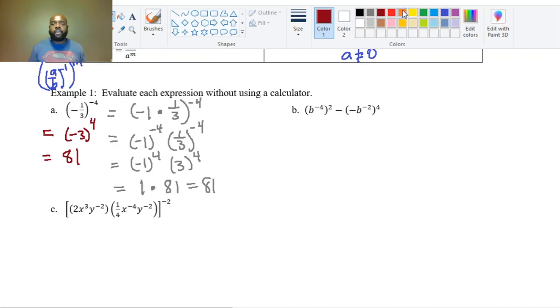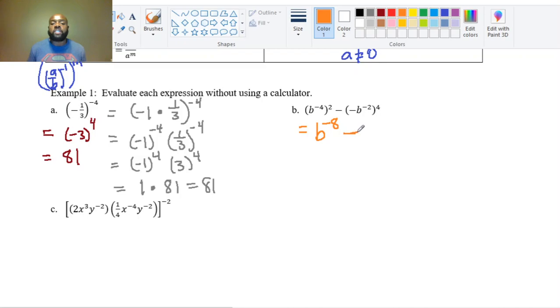Let's go to part B. I have b to the -4th power squared minus a -b to the -2nd power to the 4th power. Wow, that's a lot. All right, so if I want to simplify this, I have b to the -4th power squared. What I'm going to do is notice that I have a power to a power. When we have a power to a power, we multiply those exponents. And so that becomes b to the -8th power.